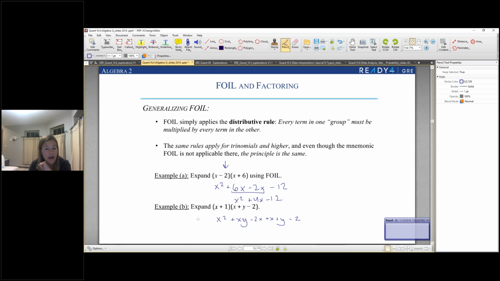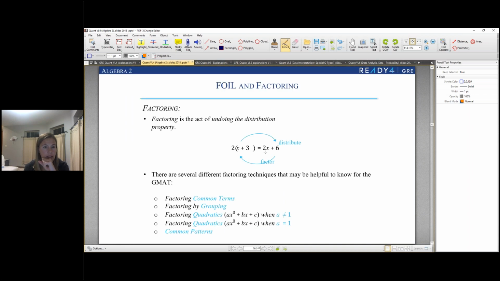Okay. So now we've got this whole ugly thing, and we see if there's anything we can combine. The only thing we can combine actually is these two x's. So we're left with an x squared plus xy minus x plus y minus 2. Okay. And again, all I did was I multiplied the x times all three terms, and then the 1 times all three terms. And you add up, and the only terms you can combine are the x's there. Okay. Cool.